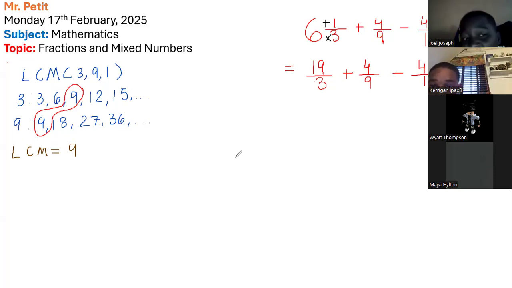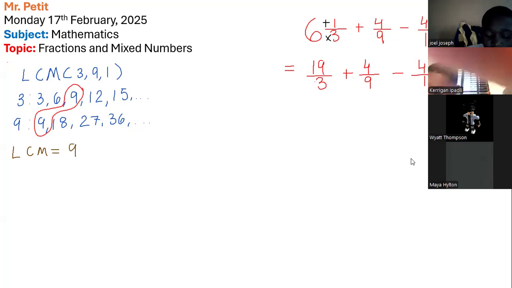Do you understand that? Wyatt, do you understand how we got the lowest common multiple as 9? It's the lowest number they have together, right? Yes, sir. Why is the camera off? You have to turn on your camera, Wyatt.